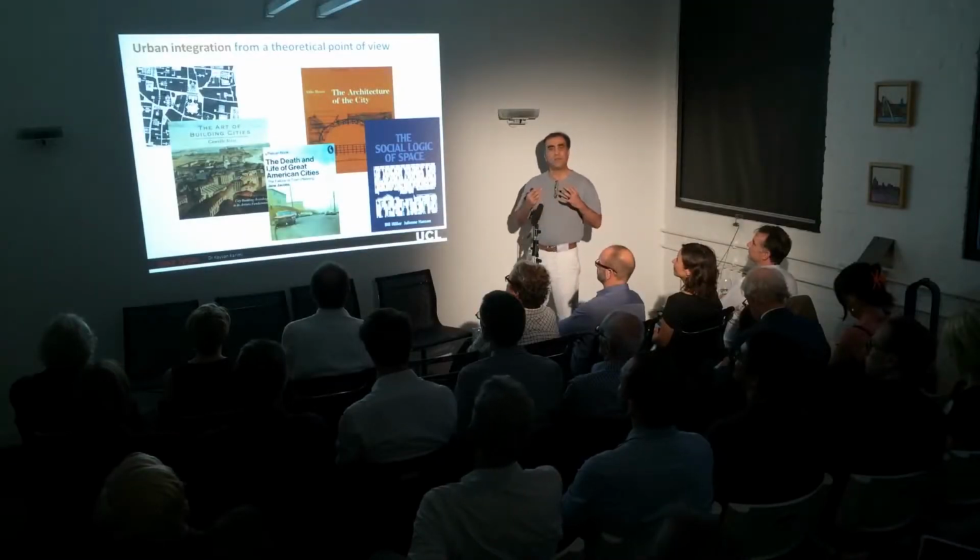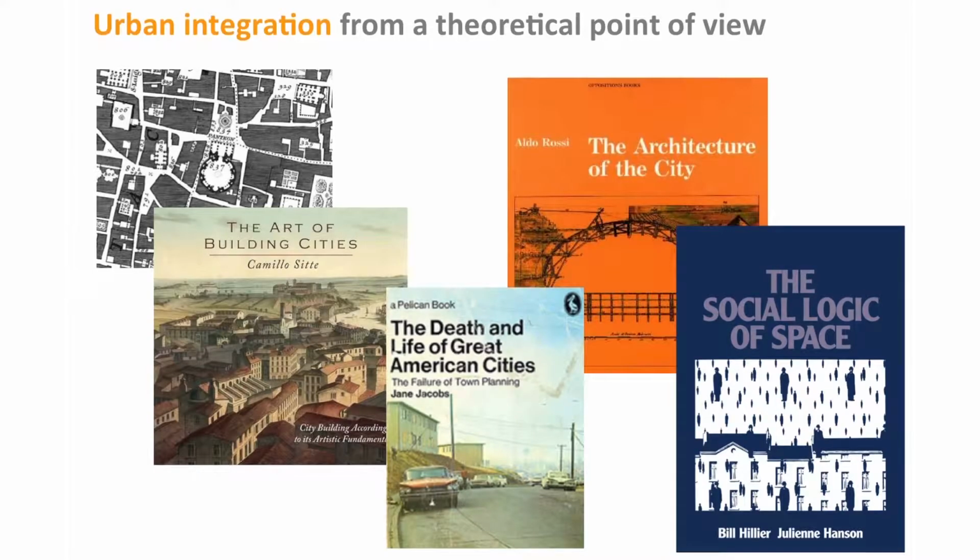Now, the relationship between architecture and urbanism has been thought about by different thinkers and different approaches, from the Nolli map of Rome to Camillo Sitte's The Art of Building Cities, and then later on Jane Jacobs' The Death and Life of Great American Cities, and Aldo Rossi's The Architecture of the City. And they all tried to understand how buildings, and particularly complex buildings, big buildings and big campuses, work with the city.